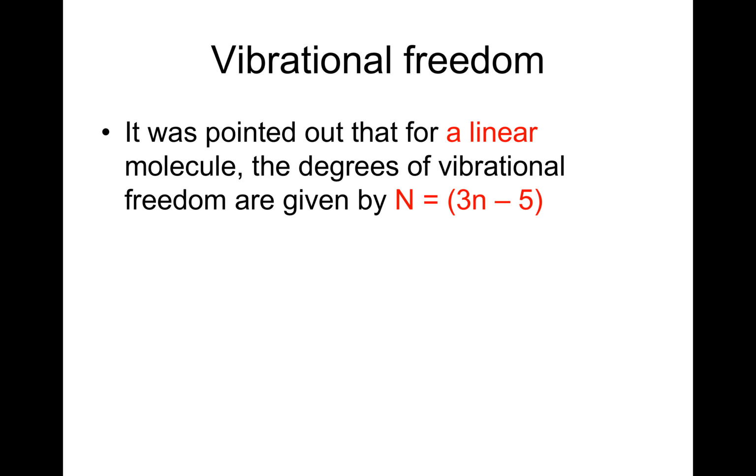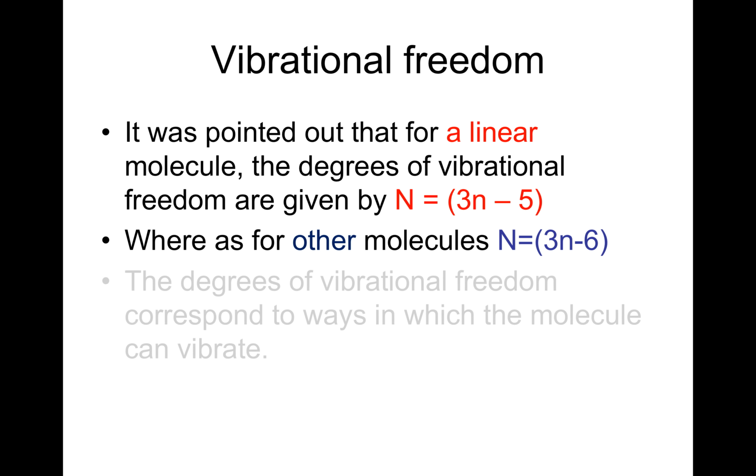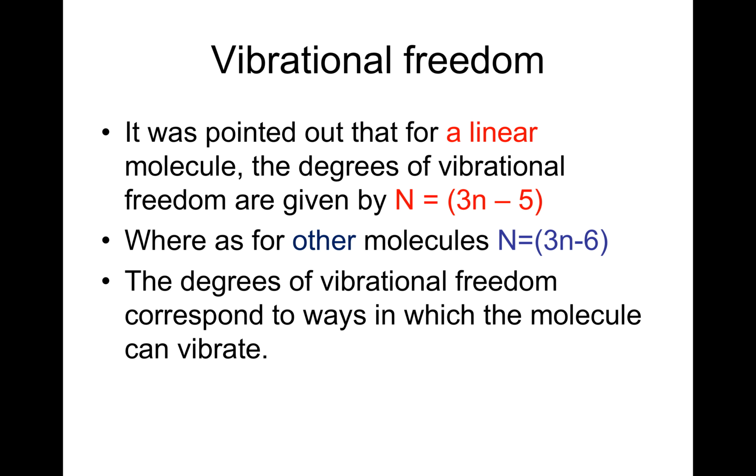It was pointed out that for a linear molecule, the degrees of vibrational freedom can be given as N is equal to 3n minus 5. Whereas for other molecules, that's the nonlinear ones, N is equal to 3n minus 6. Here, lowercase n is the number of atoms in the molecule, and capital N is the degrees of freedom of vibration. The degrees of vibrational freedom correspond to ways in which the molecule can vibrate.